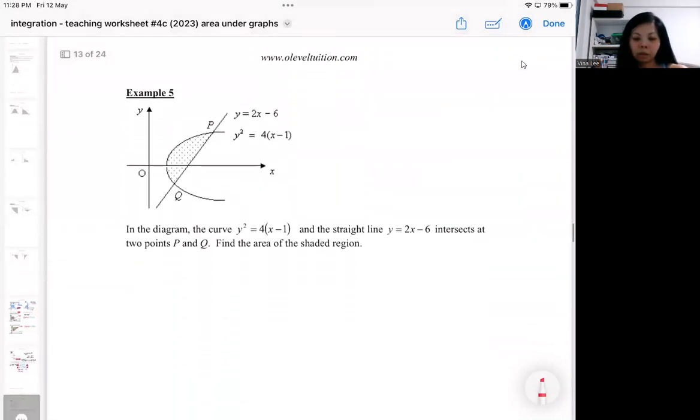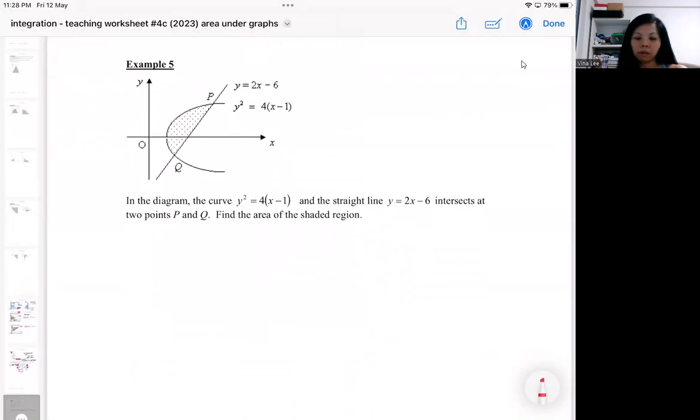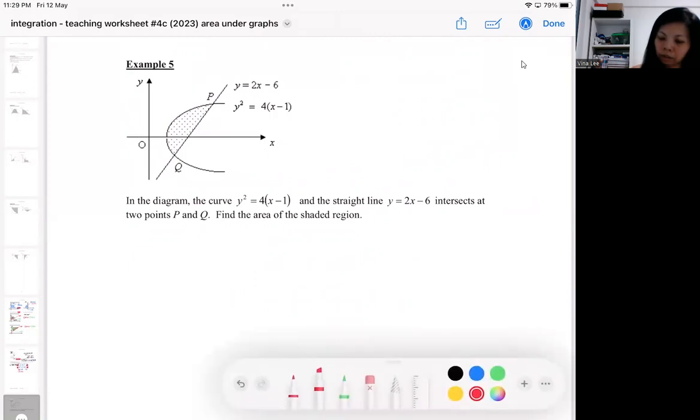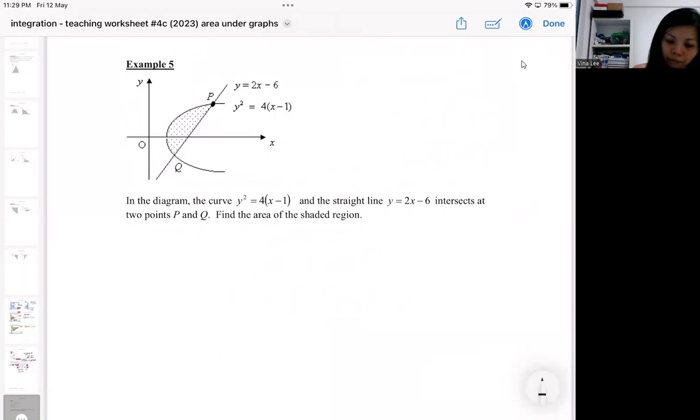For the next one, if you look at the shaded area, it falls under the idea where the shaded area is floating in the air. The question says that the graph intersects at these 2 points. They never ask you to find the coordinates of P and Q. They just ask you to find the area of the shaded region. So do you still need the coordinates? Yes, you still need the coordinates.